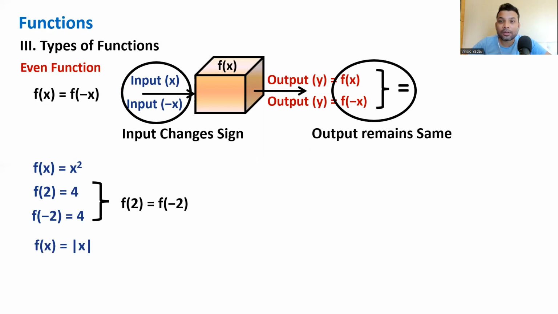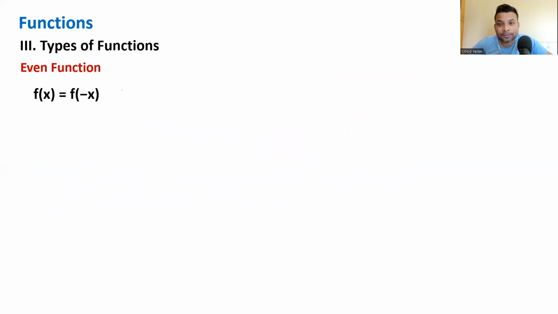Yes. One more example. Don't be under the impression that the power should be only even, then only it is an even function. Not that way. There's one more example. F of x is mod of x. F of 5, you know very well now, is mod of 5, that is 5. F of minus 5, mod of minus 5 is ultimately 5 only. So here also we saw that f of 5 is same as f of minus 5. Outputs are equal even if input changed sign.